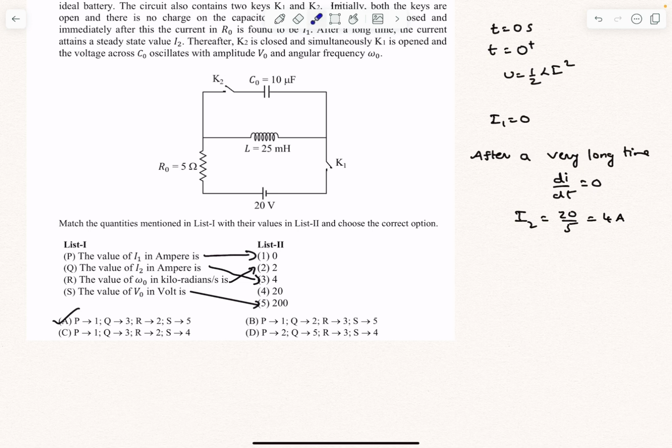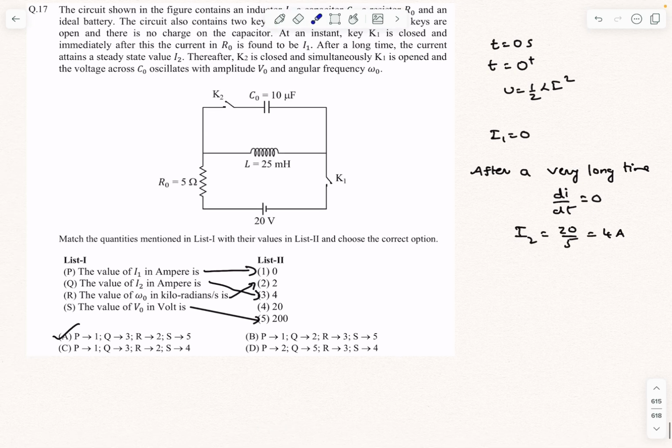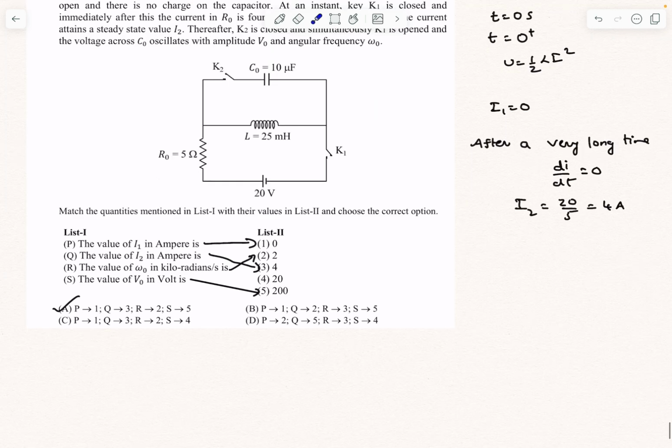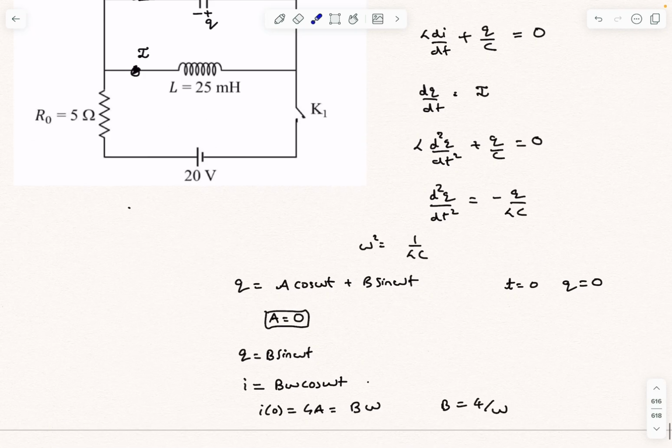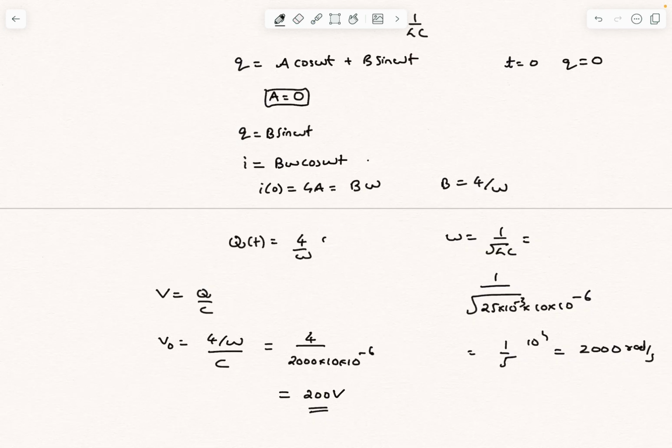Now guys, this is not the best method to solve this. A better method is to just remember that for an LC circuit, the value of omega is 1 by root LC, and then use energy conservation. Maybe we can discuss that point a bit. Wait a second, so this would be sin omega t.